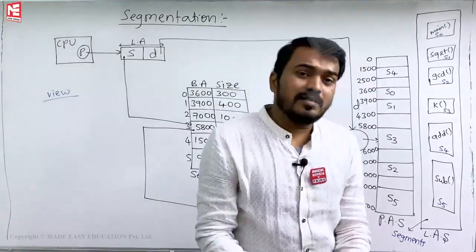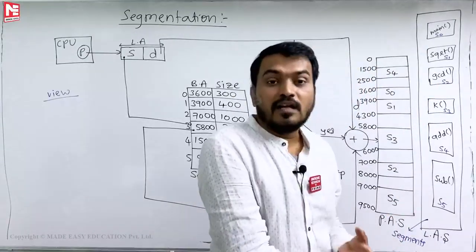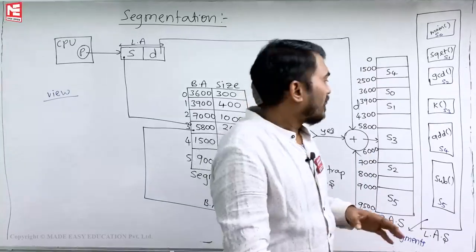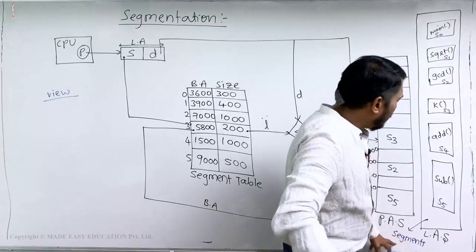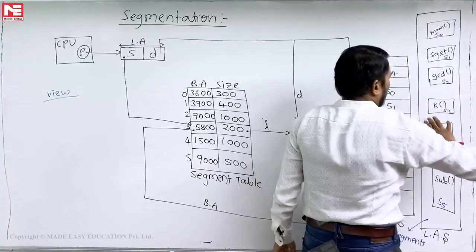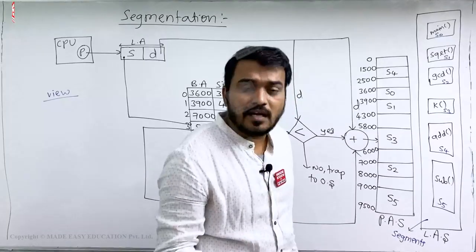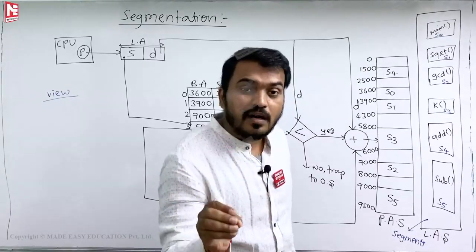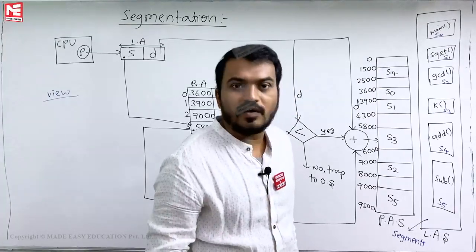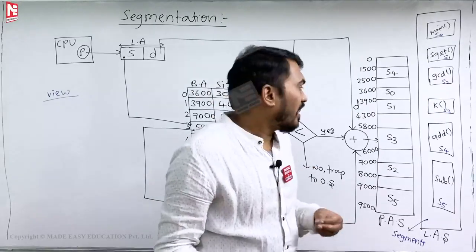The segments of LAS will vary in size. Important point. When you say LAS is divided into various segments, it means the main function has one segment, the GCD function has one segment, the addition function has one segment, like this. So when you divide like that, each function has a different segment. Obviously, the segments of LAS will vary in size. Vary means different, so they vary in size.